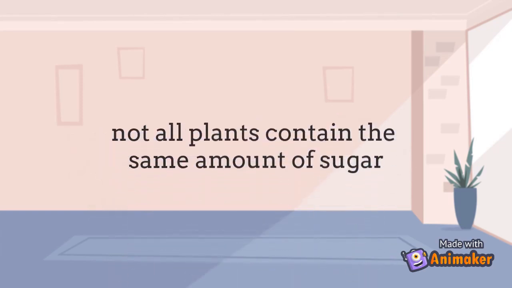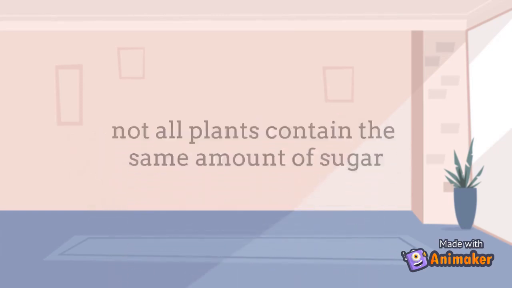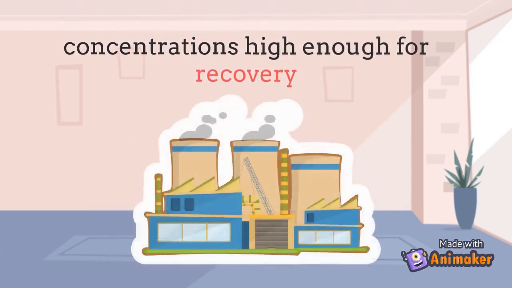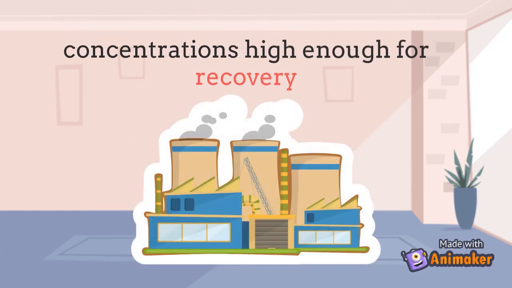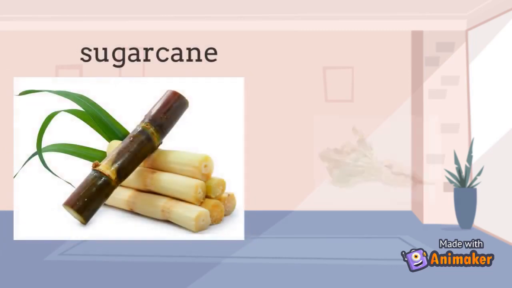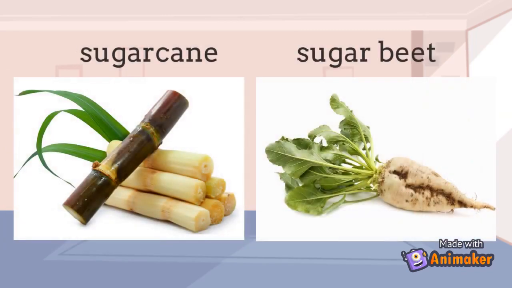However, not all plants contain the same amount of it. In fact, it occurs at concentrations high enough for recovery only in sugar cane and sugar beets. These two have the greatest quantities of sugar. Hence, they are good choices to be its sources.